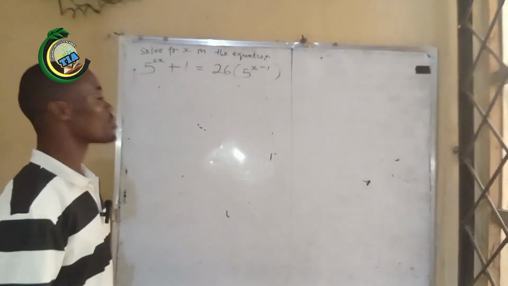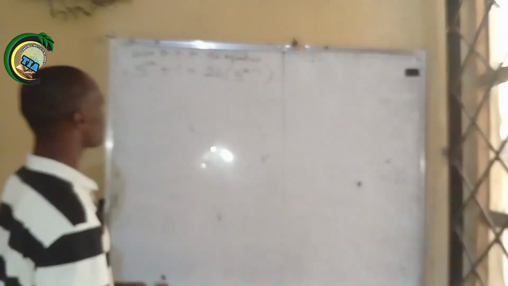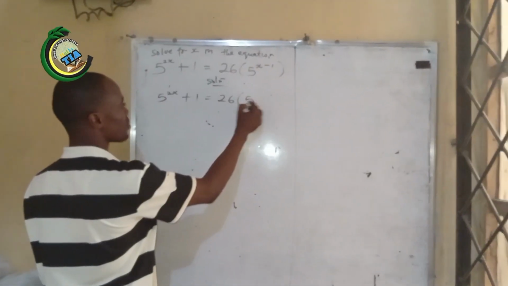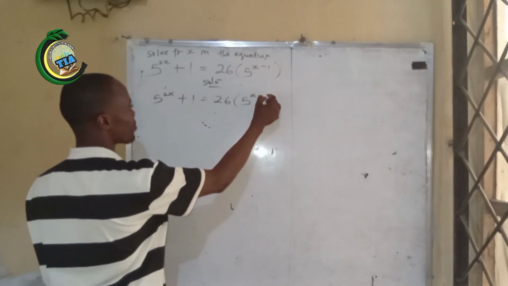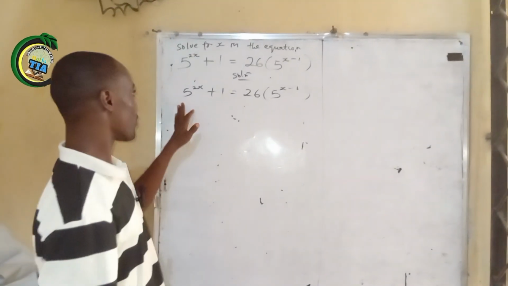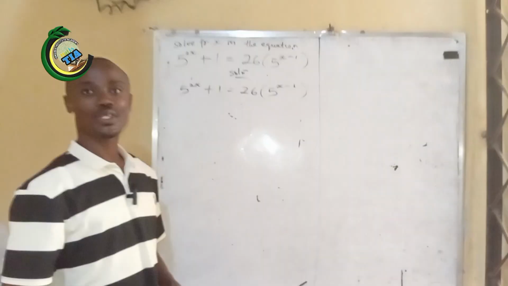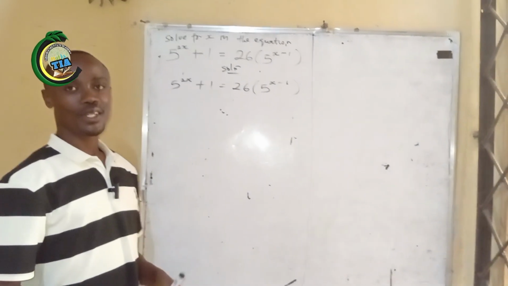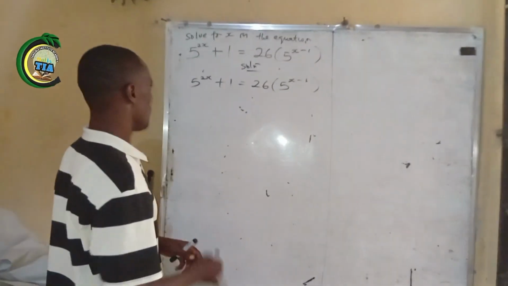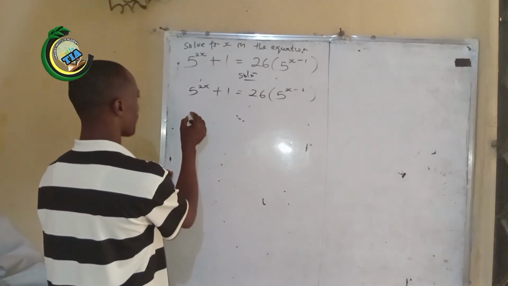Let us solve this equation on the board. Solution: x minus 1. First of all, we have to work on this. We are going to recall the law of indices, the law of multiplication. So let us split this. And if we are to split it, we have what?